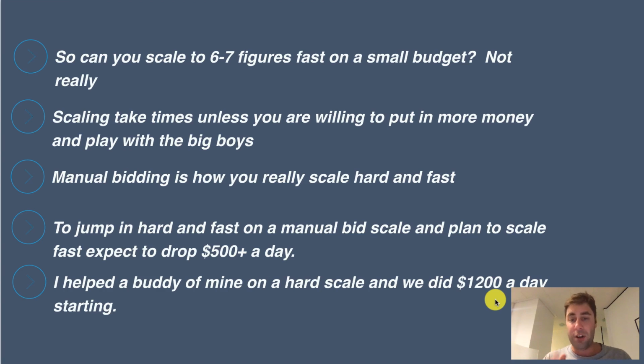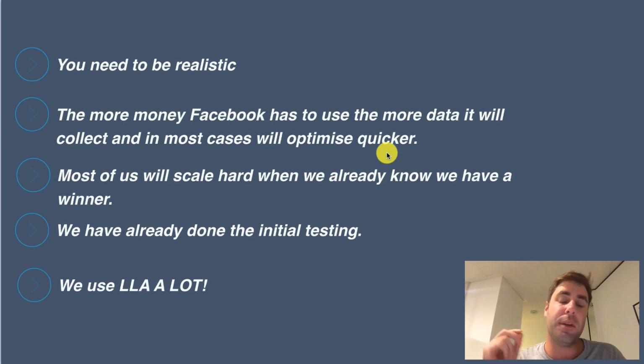So if you want to jump in on the manual bidding, you're going to have to put in a lot of money unless your niche is not as hard. And remember, I'm talking about 6 or 7 figures here. I don't want you guys to go into my other manual bidding video and say, Frank, and you said this. I'm talking about scaling up super fast in a short amount of time. Now, you need to be realistic, okay? The more money Facebook has to use, the more data it will collect, and in most cases will optimize you quicker. And this is really the fact.